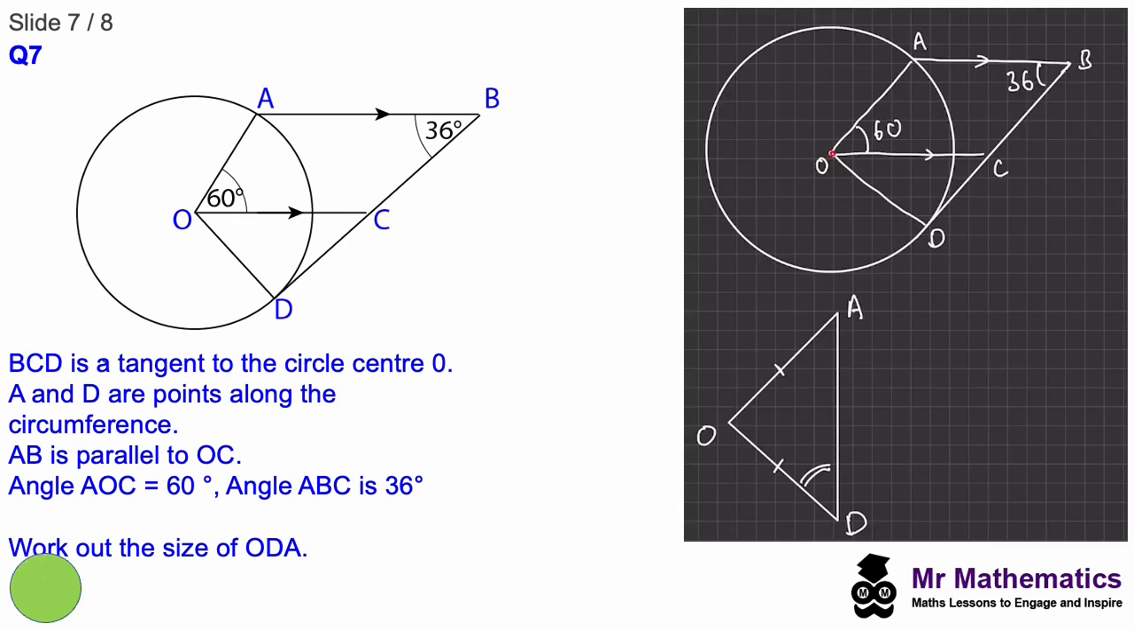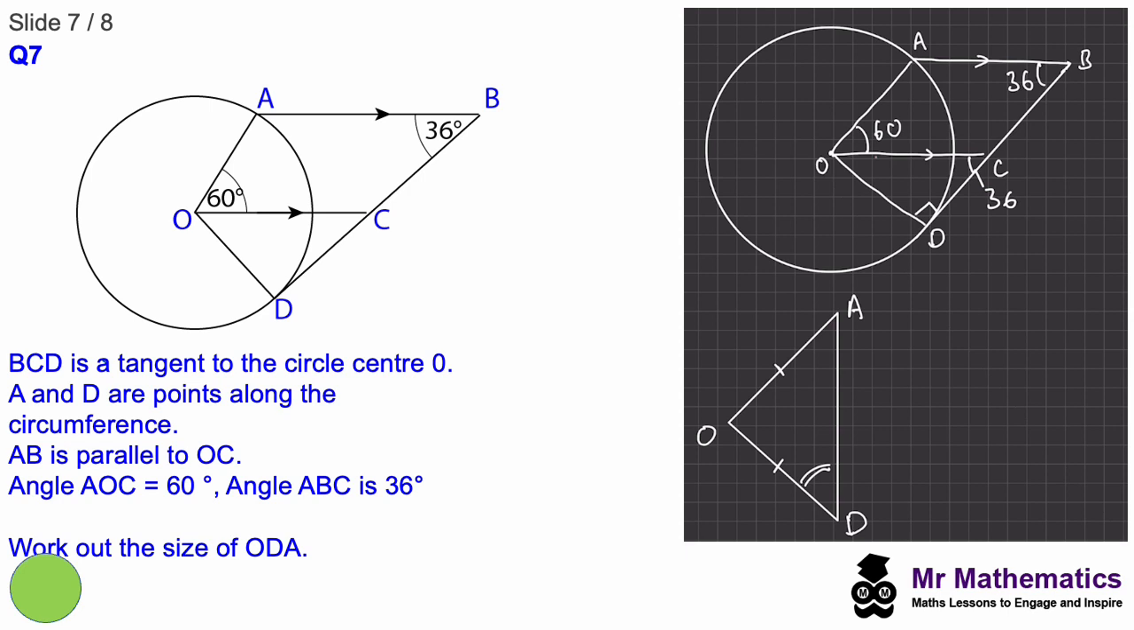We've been asked to work out angle O to D to A, which is this angle here. So to do this, I've sketched a triangle OAD, which is this triangle. And because O to A and O to D are radii in the same circle, these are equal. So this is an isosceles triangle. So now we need to work out either this angle or this angle. And we can begin using corresponding angles, which is this 36 is equal to this angle here, because they are corresponding. And we also know that we have a tangent and a radius. So this angle is 90 degrees.